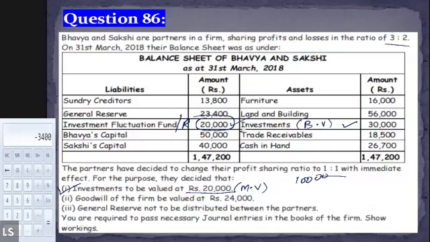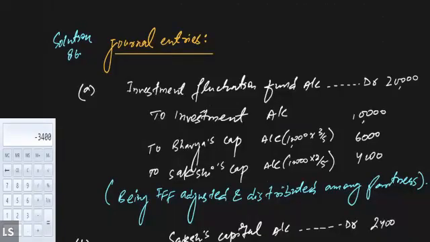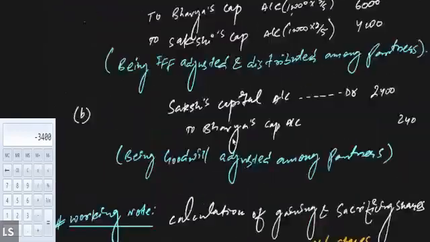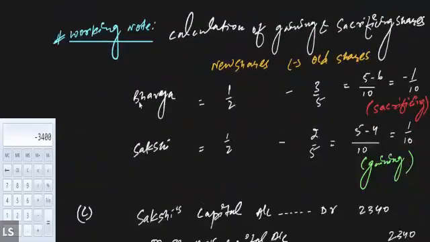And since we need to pass the adjustment entry, that means we will have to calculate the gaining and sacrificing shares of the partner. So for that purpose, you will have to prepare an extra working note in this case. Before passing the journal entry, we will have to prepare the extra working note, that is the calculation of the gaining and the sacrificing shares of the partner.